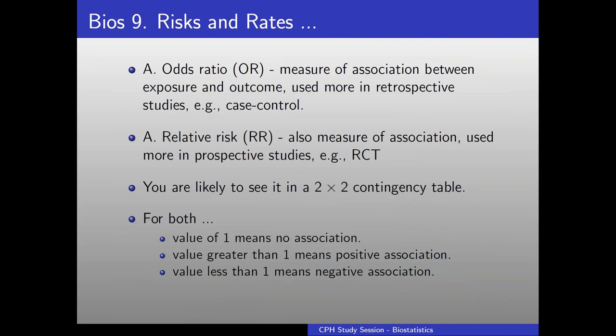Risks and rates, number 9. This is similar to what you had in epidemiology. It's going to be about odds ratios and relative risk. So from a 2x2 contingency table, can you calculate an odds ratio? Can you calculate a relative risk? Do you know the difference between an OR and an RR? And can you interpret confidence intervals from an odds ratio or relative risk?